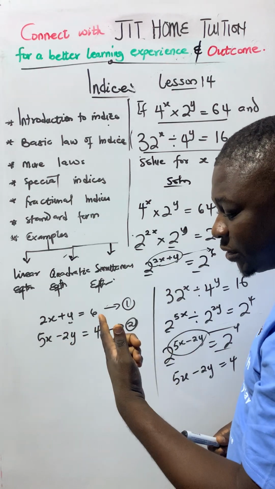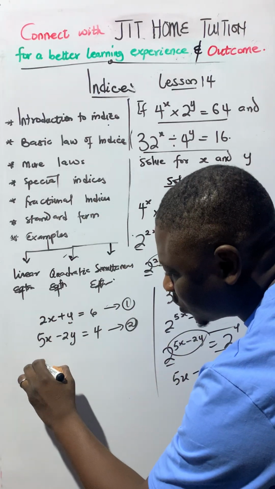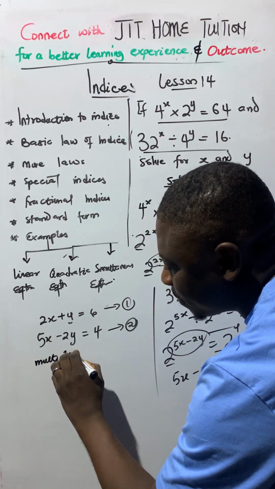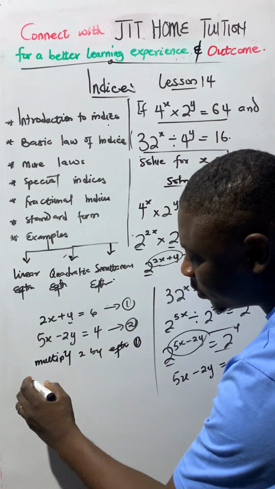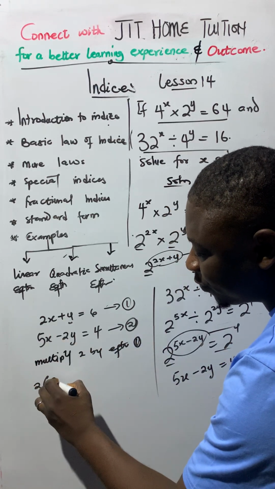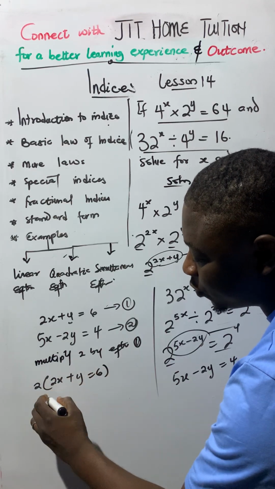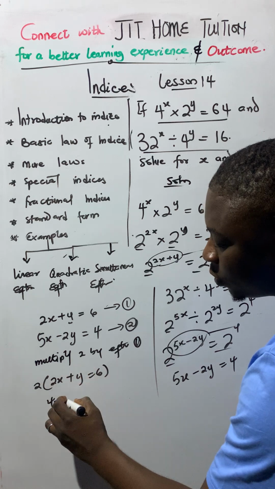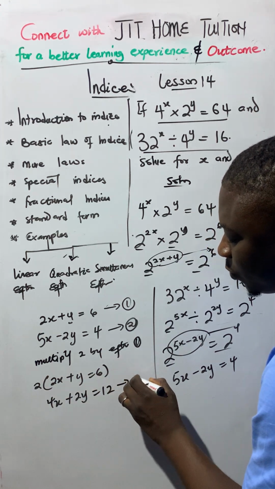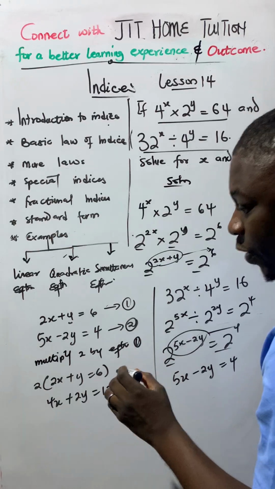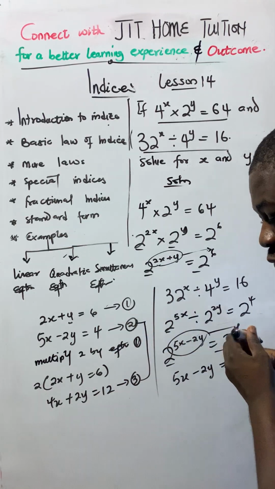For them to be the same, you are going to multiply 2 by equation 1. So you have to write it: multiply 2 by equation 1. So you see that when you multiply, you have 2x plus y equal to 6, and that will give you 4x plus 2y equal to 12. Then you label it as equation 3. So now you'll be working with these two equations, equation 2 and equation 3.